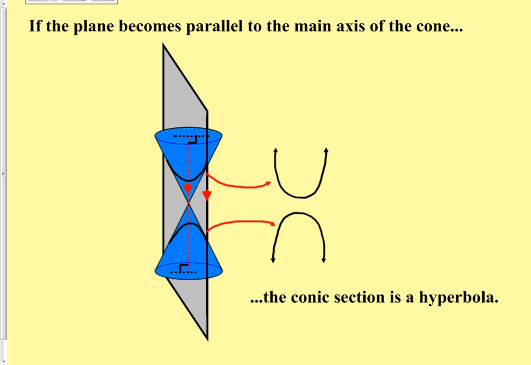The hyperbola is the result of the plane passing through the double-napped cone such that it is parallel to the main axis. Obviously, what we get here is two parabolic intersections with the double-napped cone, but please be aware that hyperbolas are not two parabolas going in opposite directions. They're a little bit different in their properties, but there are two cross sections and they do resemble parabolas, but not exactly.